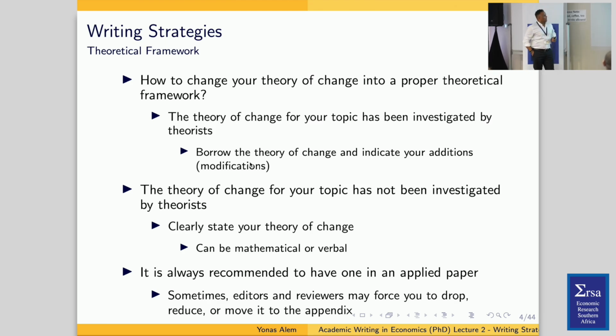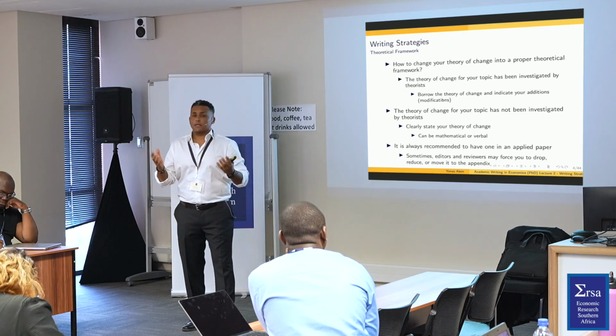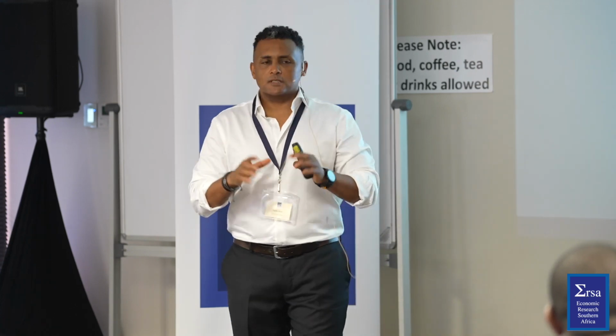So you always have to have a theory of change section. Sometimes editors and reviewers may force you to drop it, reduce it, or move it to the appendix. You send the paper and they say, we don't need these theories of change. Mathematics is just boring. Some reviewers feel that way. Other reviewers like seeing the equations to immediately see how you're relating what variables with what. If you are forced to, then it's okay to move it into the appendix. And if you feel strongly that you want to keep it there, then you have to challenge the reviewer or the editor. But this happens sometimes.